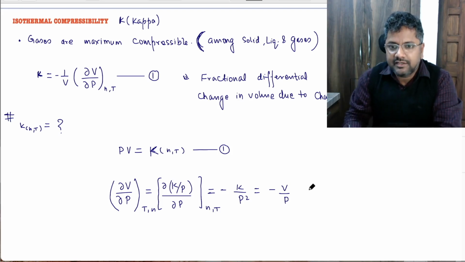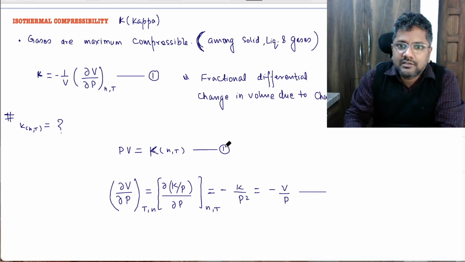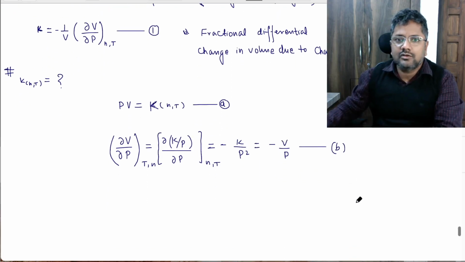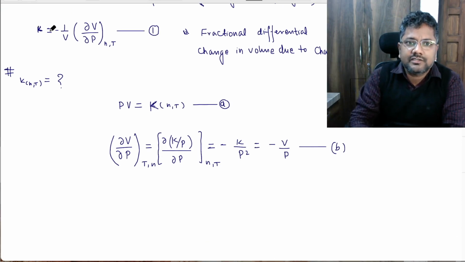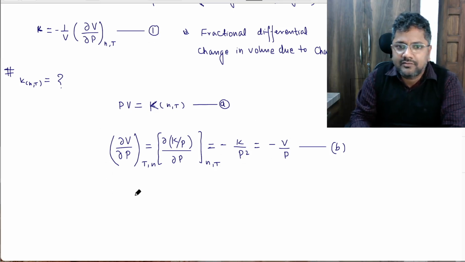V by P, minus V by P. So this is equation A, this is equation B, right? So now you can use this kappa. We have evaluated this del V by del T. Del V by del T is equal to minus V by P. We can put here and find the value of kappa.